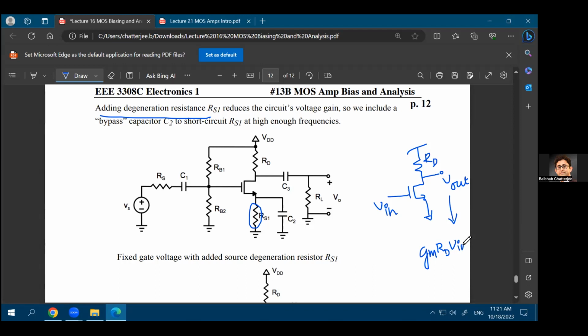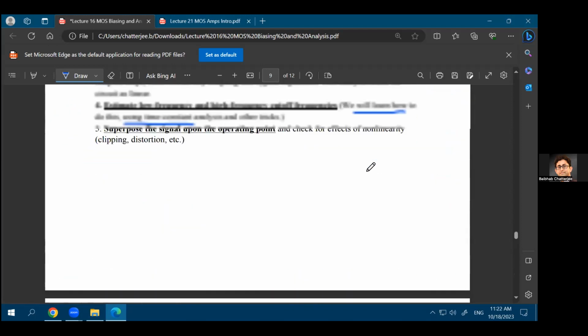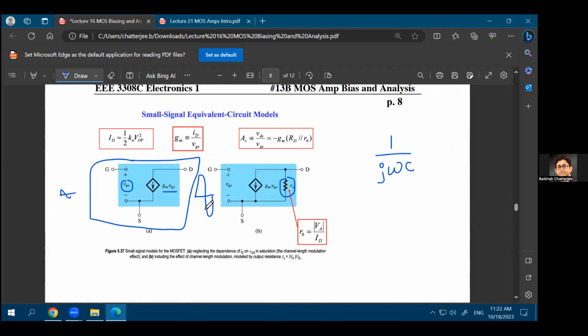Okay, which means that your gain is gm times RD, or in this case, it is actually minus. We proved that in the previous lecture, that it will be minus because the current source that you have in this case, that current flows from drain to source. So the current flows in this direction.